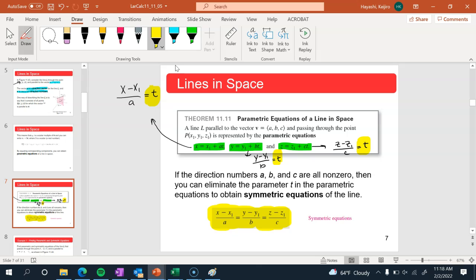So these are two ways of describing a line. One where each component is described separately, and this set of symmetric equations where they're all sort of described in tandem.